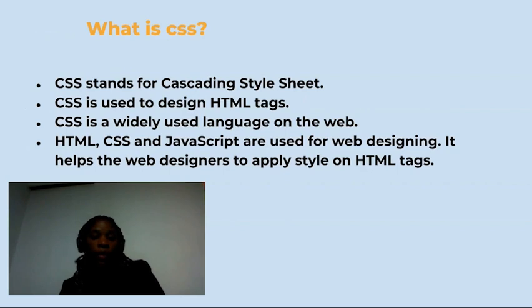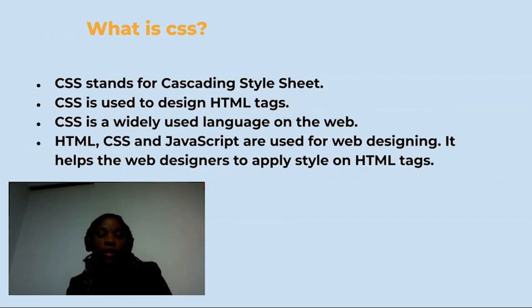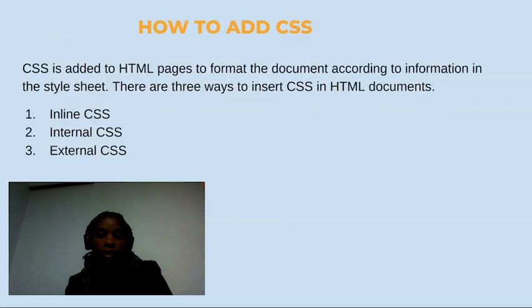Now let's talk about CSS. CSS is the styling of the page, which stands for Cascading Style Sheet. It's used to design HTML tags. It is a widely used language on the web. So we use HTML, CSS, and JavaScript for web designing. It helps web designers to apply styles on HTML tags.